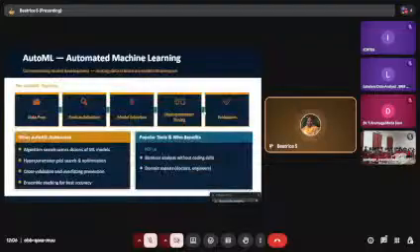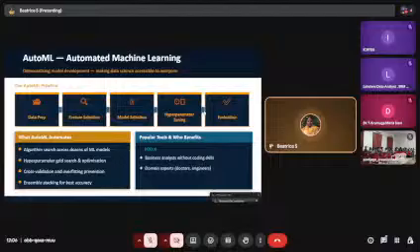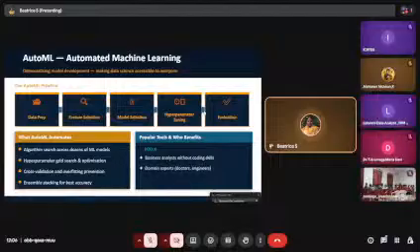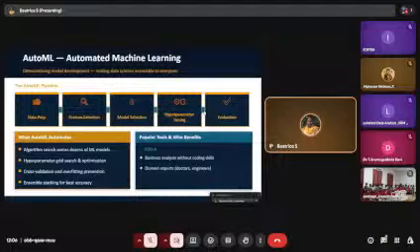So next one, AutoML. By the word itself we can understand: instead of doing machine learning one by one, this does it automatically. Instead of giving the model and getting the output manually, the algorithm is fed automatically. That is what is written here: democratizing model development, making data science accessible to everyone.